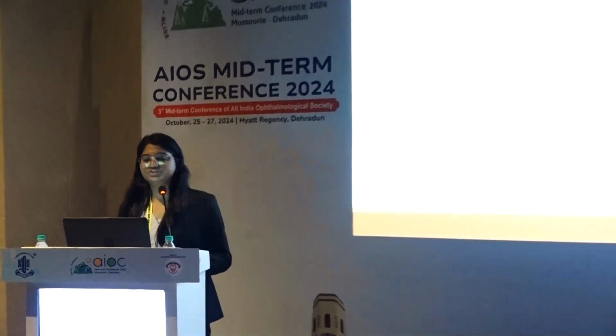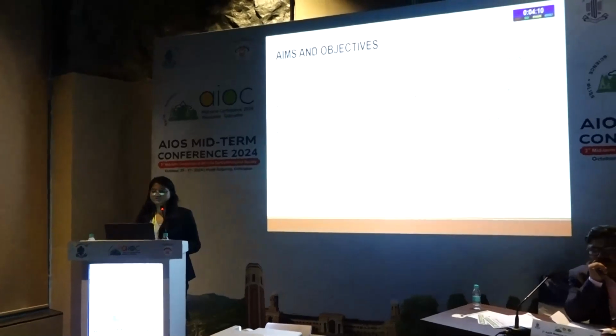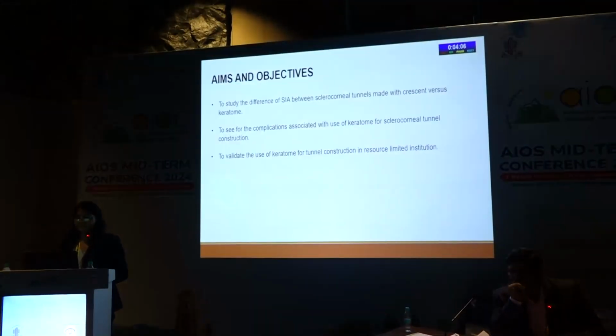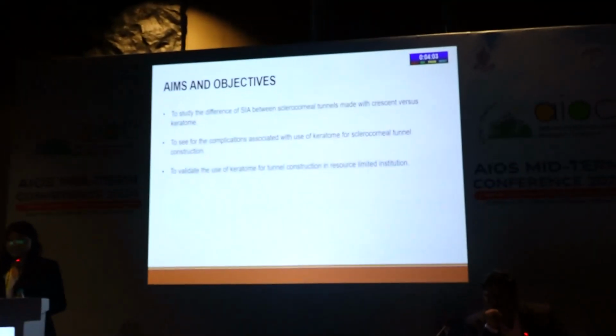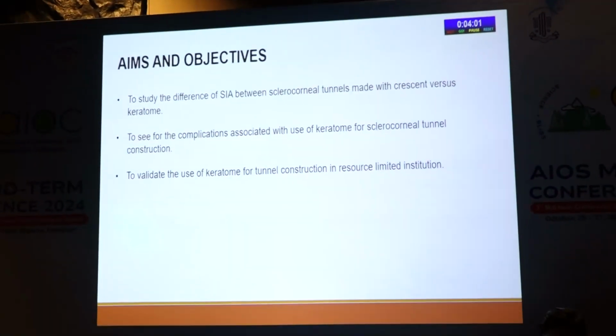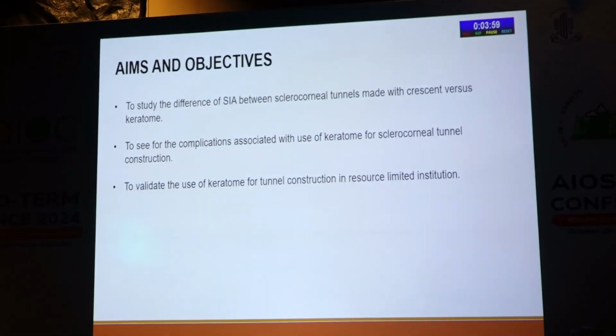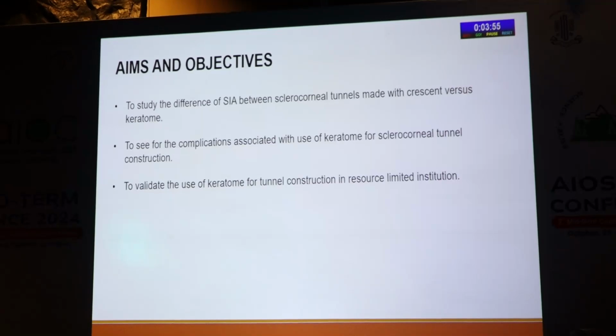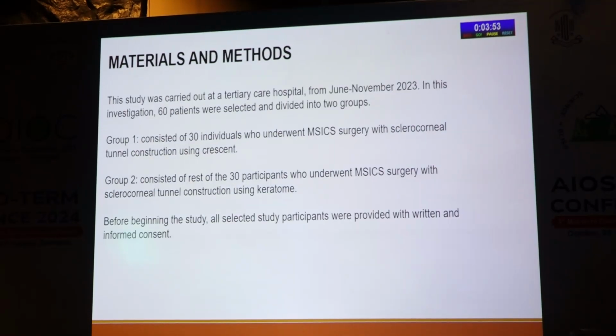So the aims and objectives are to study the difference of surgically induced astigmatism between sclerocorneal tunnels made with crescent versus keratome, to see for the complications associated with use of keratome for tunnel construction, and to validate the use of keratome for tunnel construction in the resource limited institution.